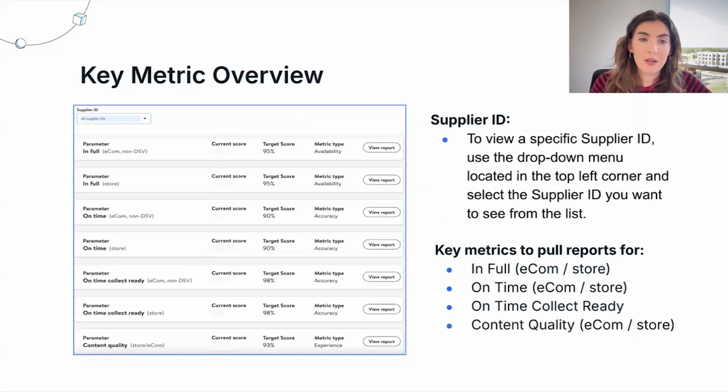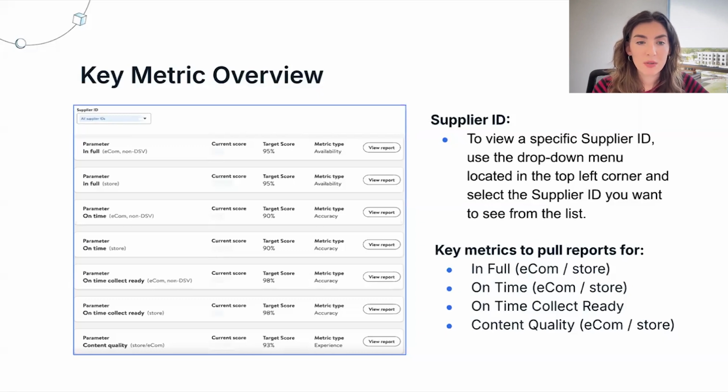One thing I'll mention before I get into the different parameters is your supplier ID. That's going to be really important if you have multiple supplier IDs to make sure that you're viewing the correct information. At this level, you can pull all supplier IDs to get an aggregate of those scores and what you're scoring at against the target score. But if you're looking to drill down into a specific part of your business, you want to filter down with that.